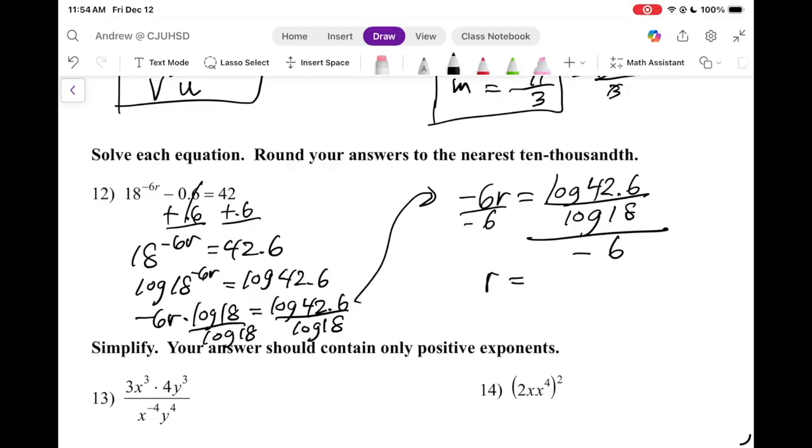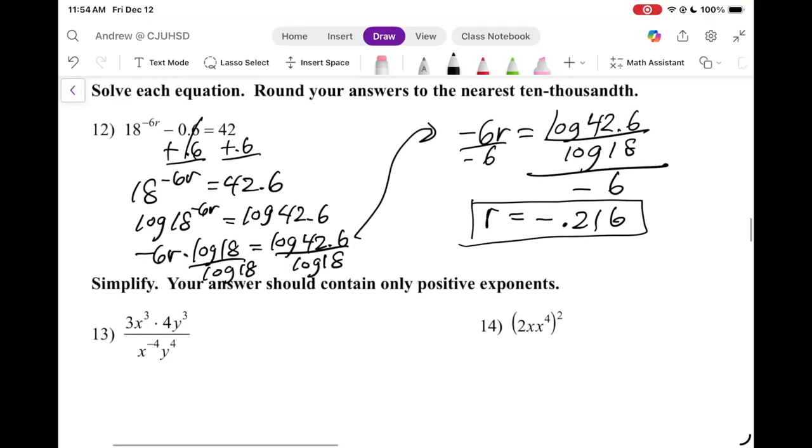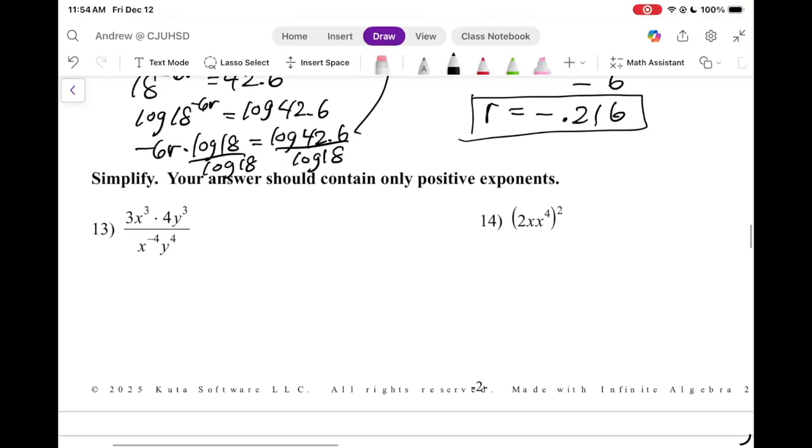I don't think I rounded to the correct number of places here. This says 10,000. That would be, let's see, tens, hundreds, thousands. That would be 4 decimal places. I only did 3. Sorry about that. I realized about halfway through this I wasn't rounding the decimals like it said to round them.